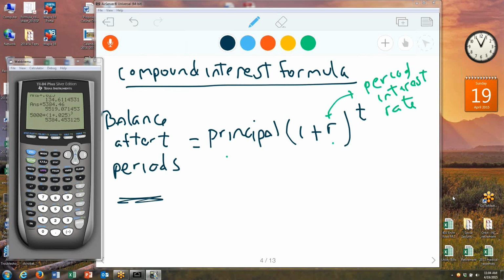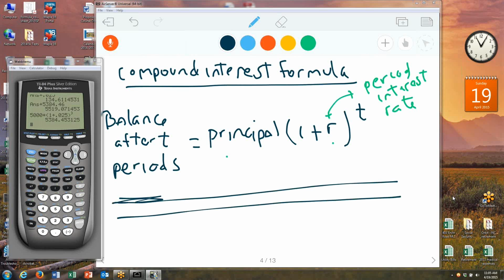So it gives you the total amount at the end, whereas the simple interest formula only gave you the interest at the end. Okay, and I'll give you these formulas on your test. Of course, your test is open book, open notes, so you don't have to worry about that. But I'll give you these formulas on the final, so you don't have to worry about memorizing. You're just going to make sure you know how to use them and what information they give you.